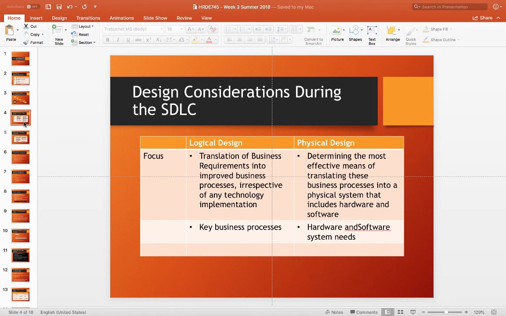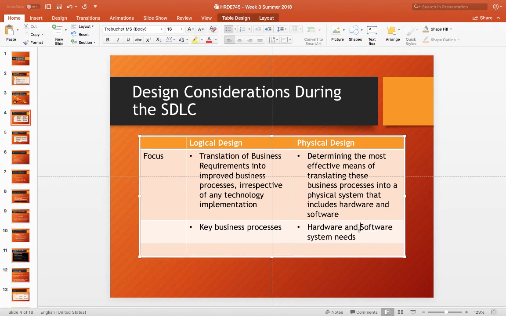Now, when you enter the physical design, you're really focusing on translating the business processes into a physical system. So two stages for the most part. First, you understand the business process, and then you focus on how you use the software and the hardware to solve for the needs of improving a process. So those are the two ways to look into the design. One focusing on business processes, the second one on hardware.